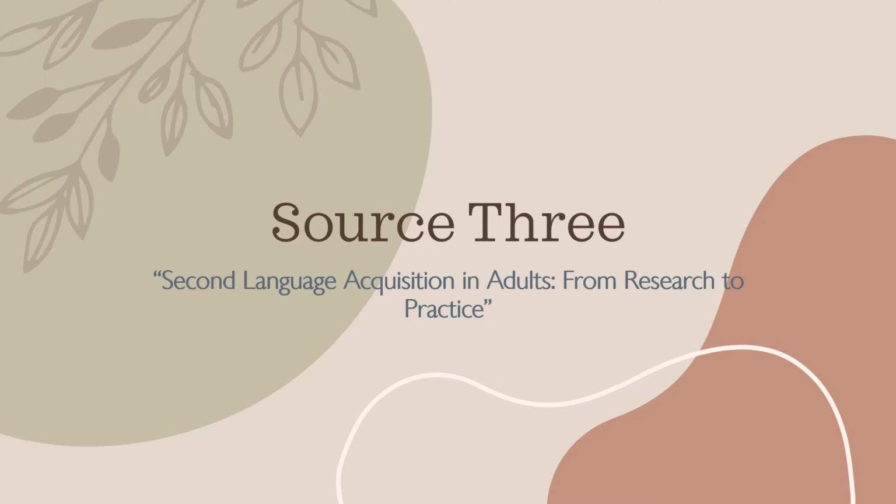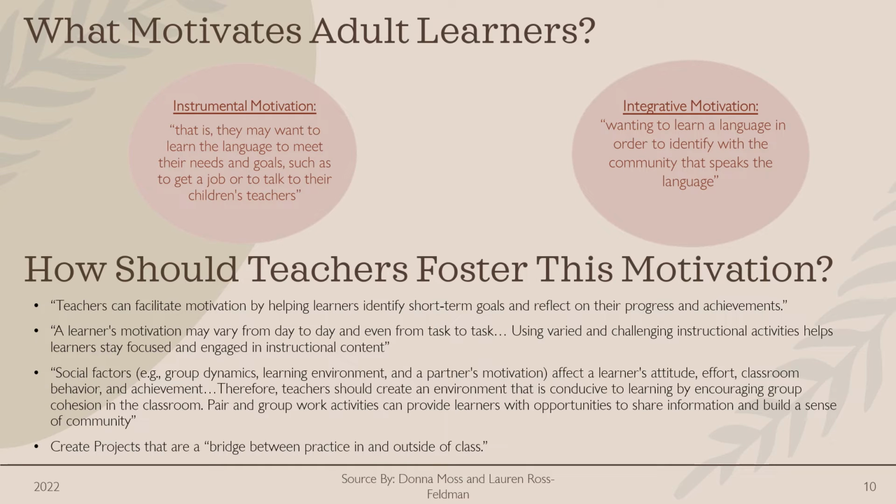Moving along is source 3, Second Language Acquisition in Adults: From Research to Practice. And we're going to look at some methods for, again, teaching our adult language learners. Something that is reiterated throughout all the research is motivation. Motivation for adult learners. But what motivates them? According to the source, there are 2 different types of motivation. There's instrumental motivation and integrative motivation.